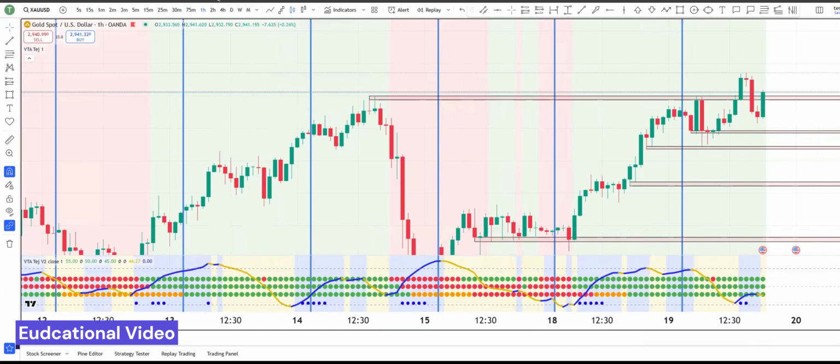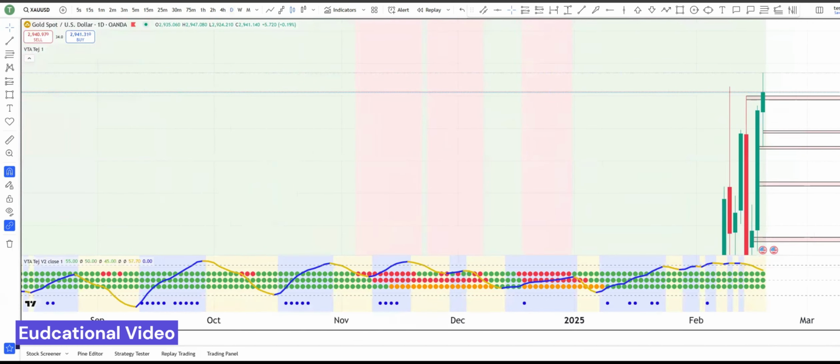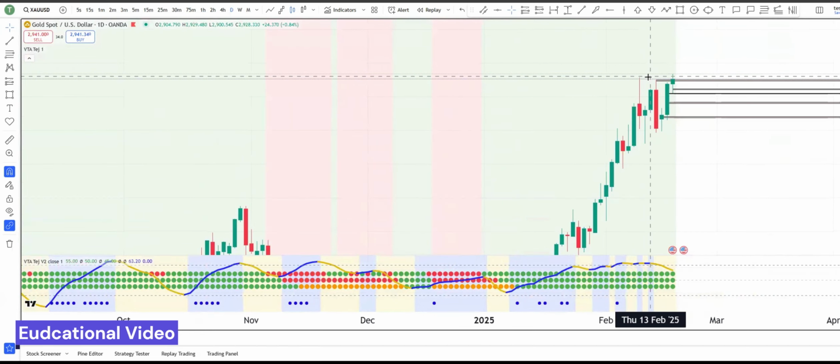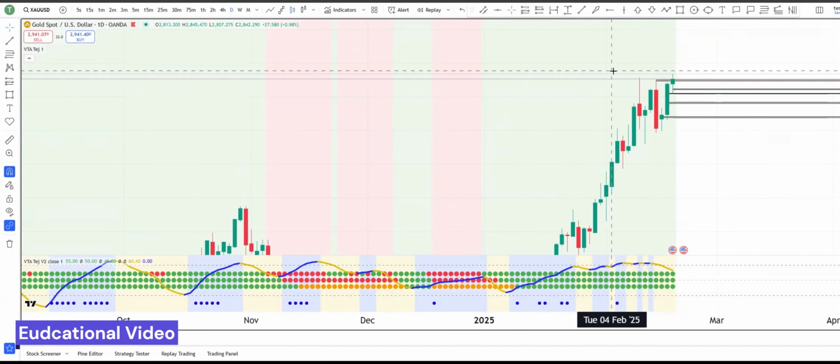Correct? Is there anything higher than this? Let's see a day chart. No. On the day chart, we don't see anything higher than this. So we are at the highest level now, all-time high. So on the upper side, there is no limit.